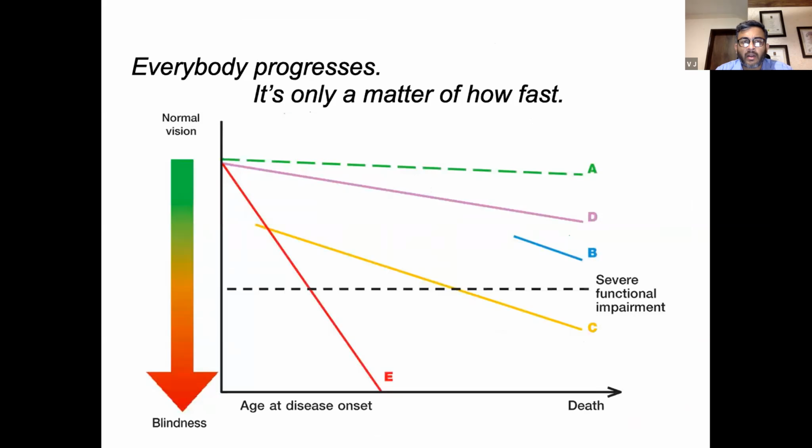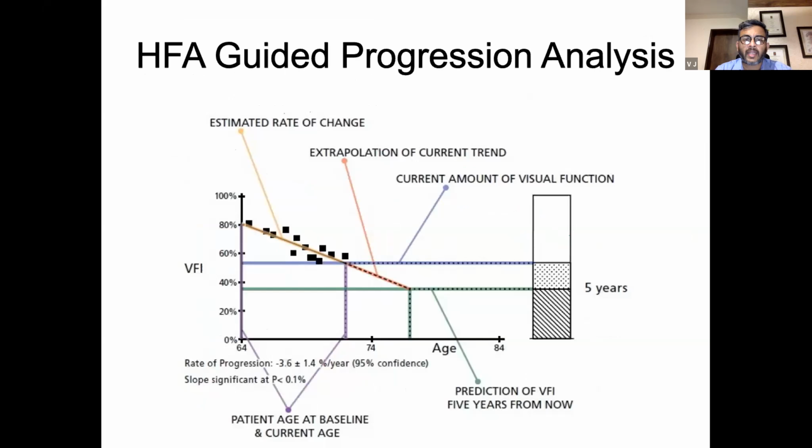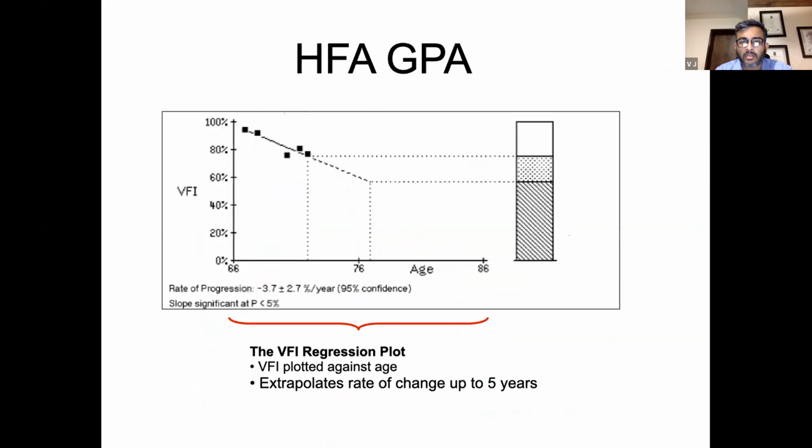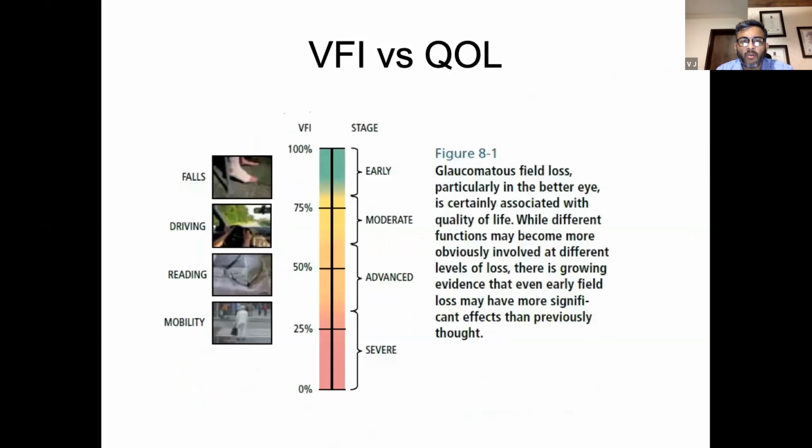This particular graph can also be got from our perimeter. This is known as guided progression analysis. The perimeter can give this GPA printout wherein the visual field index is plotted against the patient's age and extrapolation is done for the next few years. To simplify it further, this is known as the VFI regression plot, which would then give a projected future loss also. If you see on our left side, the VFI is graded between 0 to 100, and lesser than 30% would mean that quality of life is severely affected.